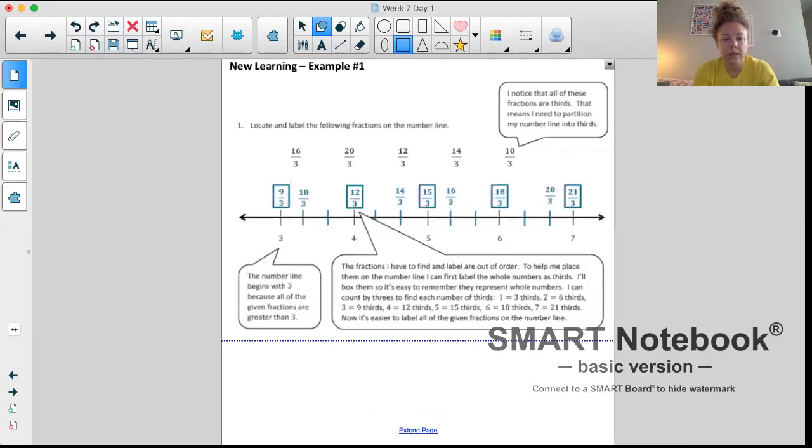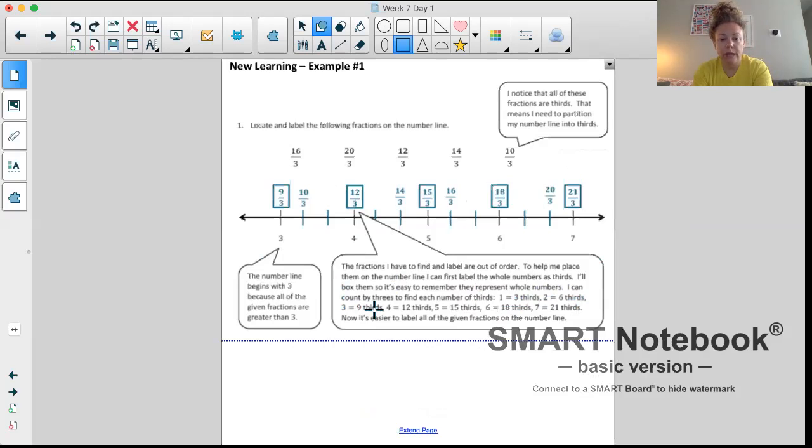Now we see the fractions I have to find and label are out of order. To help me place them on the number line, I can first label the whole numbers as thirds. I'll box them so it's easy to remember. They represent whole numbers. I can count by threes to find each number of thirds. 1 whole equals 3/3. 2 wholes equals 6/3.